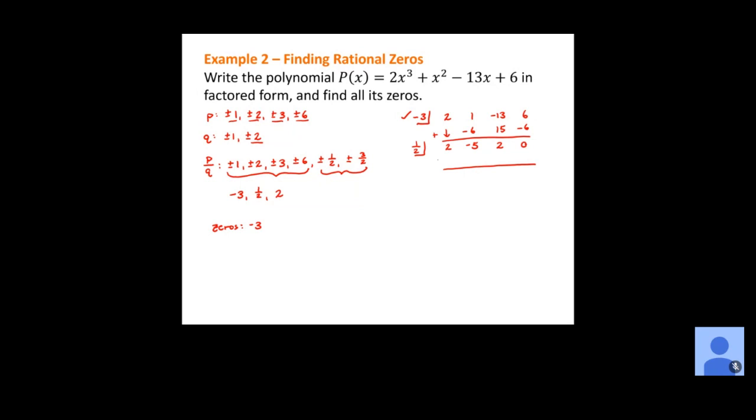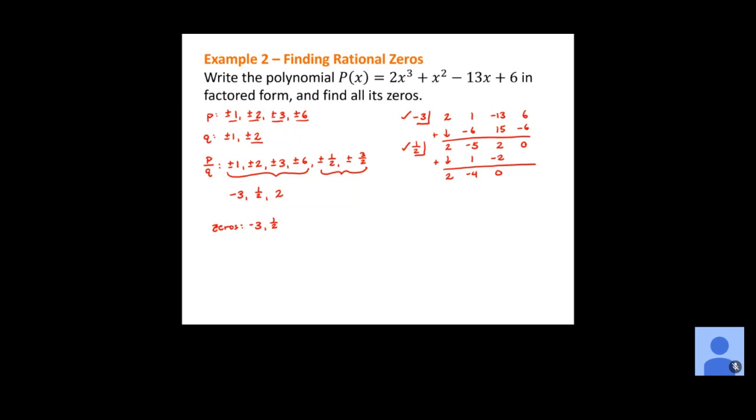Okay. All right. So again, bring down the 2. What's 2 times 1/2? It's going to be 1. Negative 5 plus 1 is what? Negative 4. And negative 4 times 1/2 is negative 2. Good. Remainder here is going to be what? 0 again. And so that tells us, because we got a remainder of 0, that 1/2 works. So 1/2 is one of our zeros.